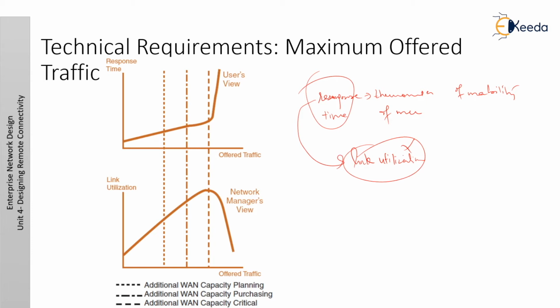If the link utilization reaches 75%, increasing the capacity is critical. So here is the user's view and response time. This is the additional means: we need to plan additional WAN capacity planning, capacity purchasing, and capacity is critical. So this comes at 75%, and sorry, this must be 75% and this is 60%, not 50%, 60%.